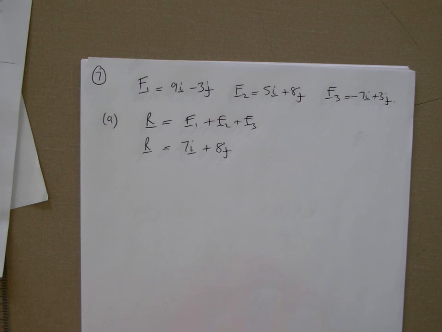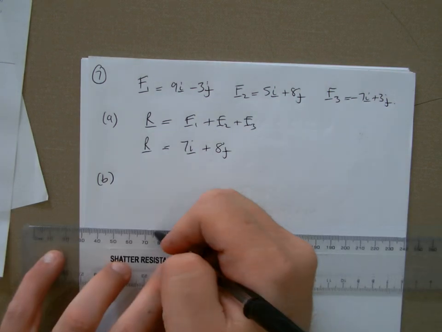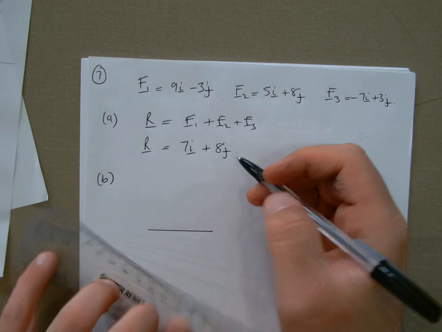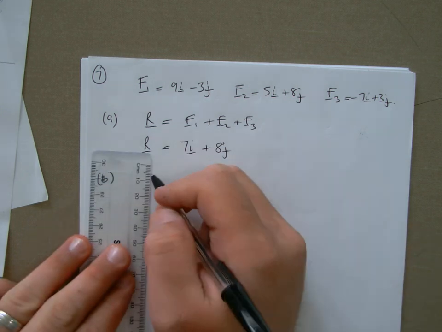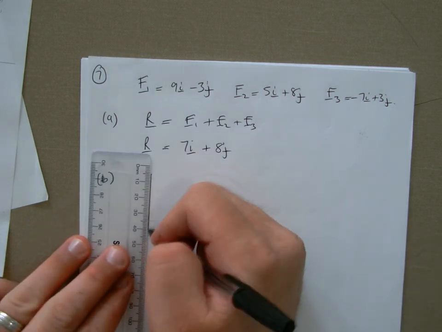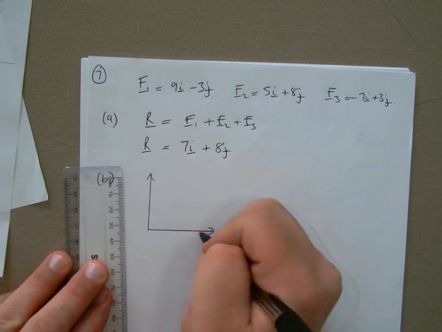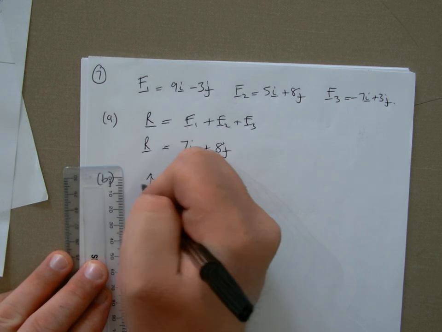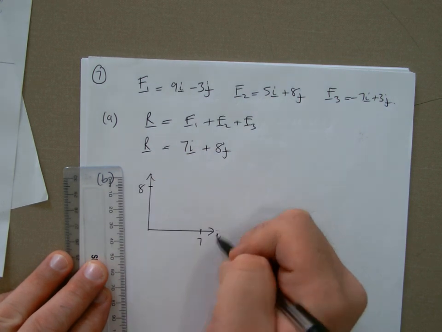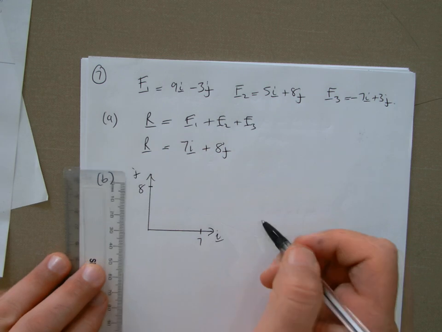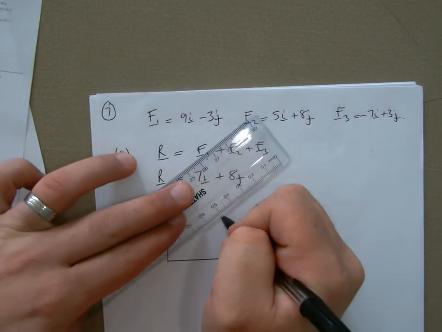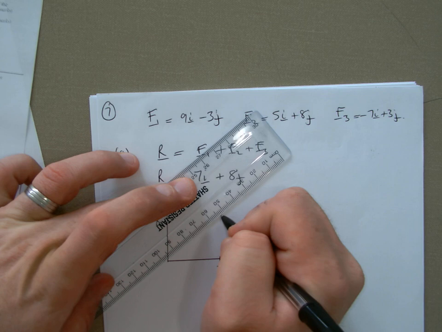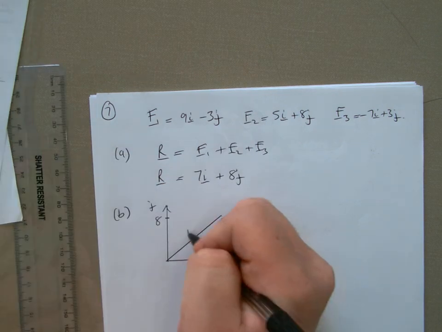Part B then says find the magnitude of the resultant force. So remember now, the magnitude is the actual size of it. So if we just have in our minds now that essentially 7i plus 8j is across 7 and up 8, because i is the x direction, j is the y direction. So that will be my resultant force there.